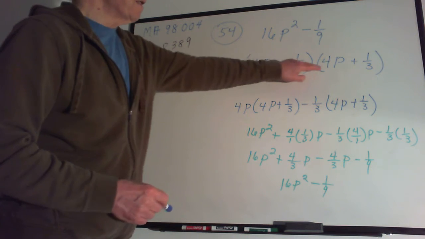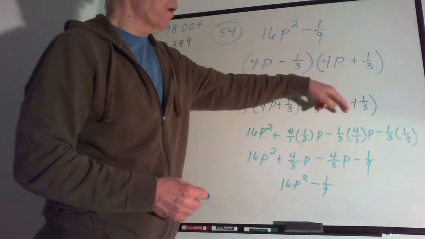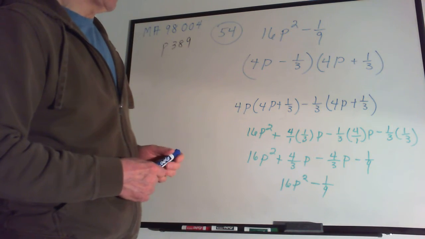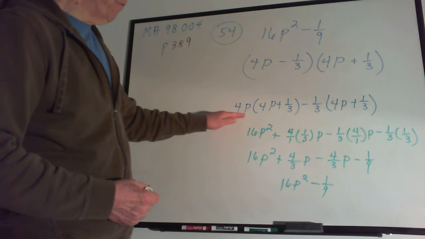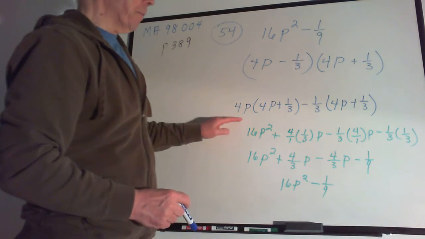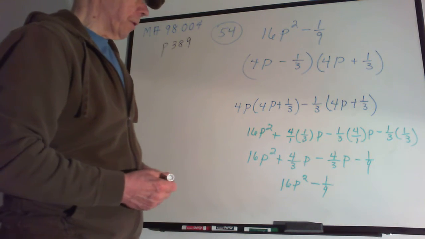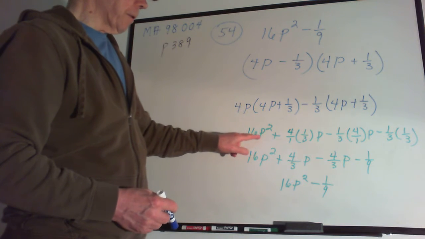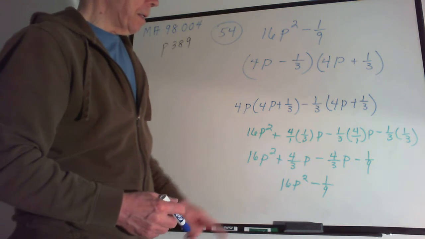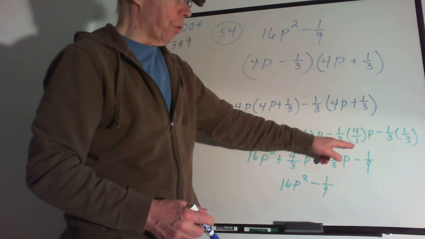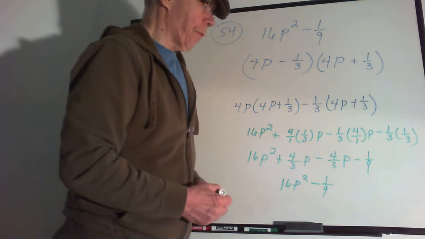All right, so 4p times 4p gives me 16p squared. Negative 1/3 plus 1/3 will give me my negative 1 over 9. If I want to check my work, and I urge you to do this, it's going to be 4p times what's inside that parentheses, then minus 1/3 times what's inside that parentheses. 4p times 4p gives me 16p squared plus 4 over 1 times 1/3 p minus 1/3 times 4 over 1 p minus 1/3 times plus 1/3.